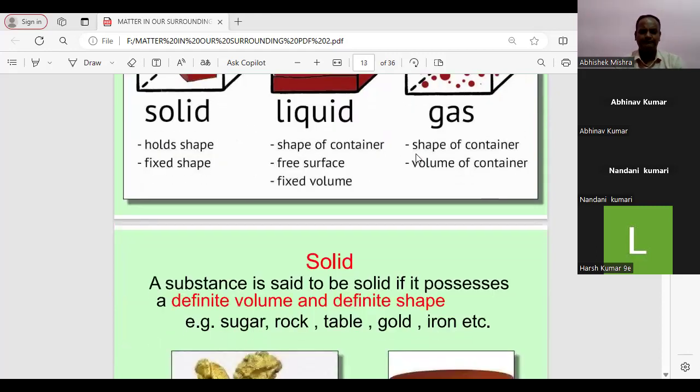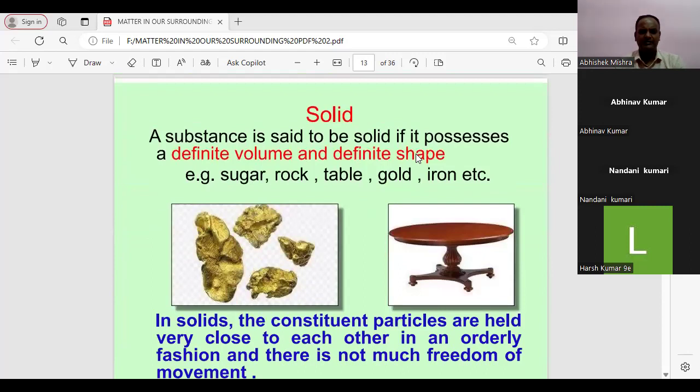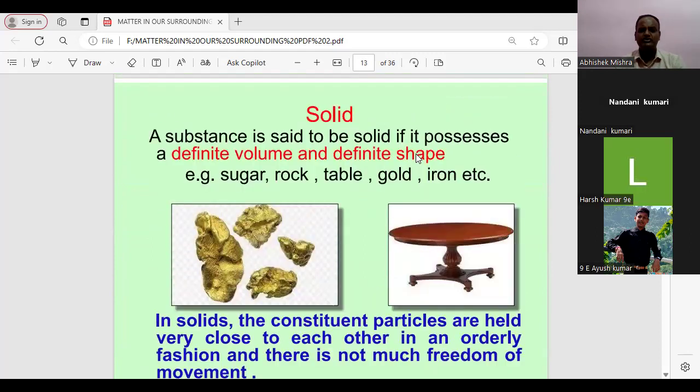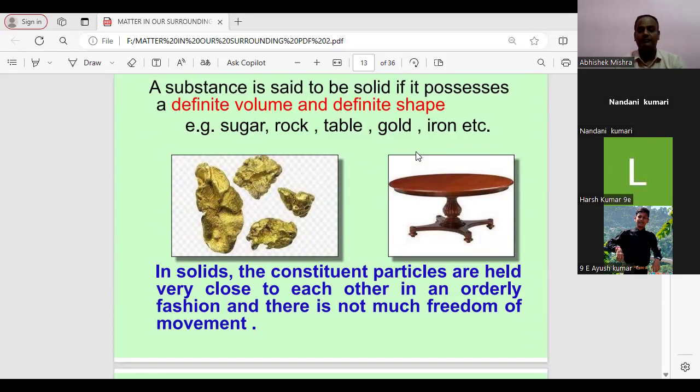the container. Now here, how can we define a solid? The substance, if it possesses a definite volume and definite shape, definitely that will be called a solid. In this, the constituents are very close to each other and there is not much freedom of movement. Why not much freedom of movement? Because the particles are tightly packed.